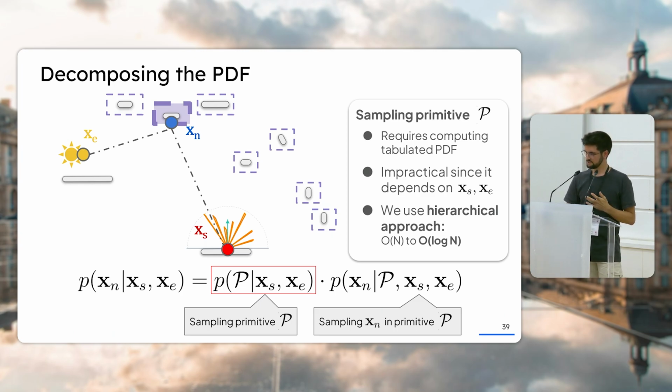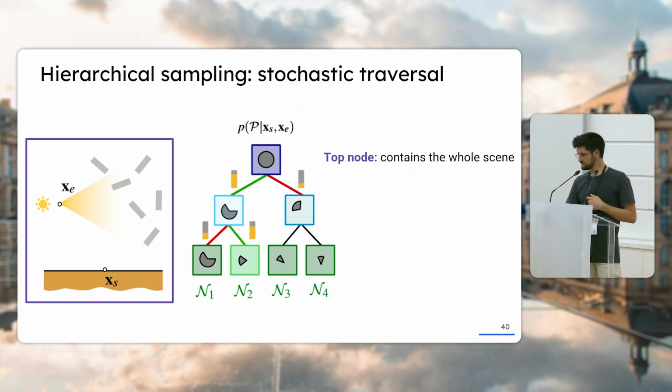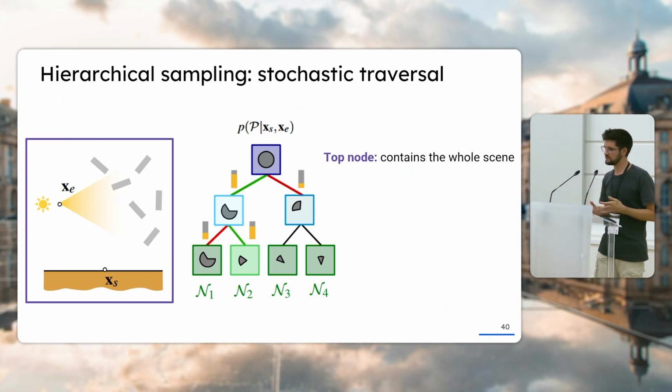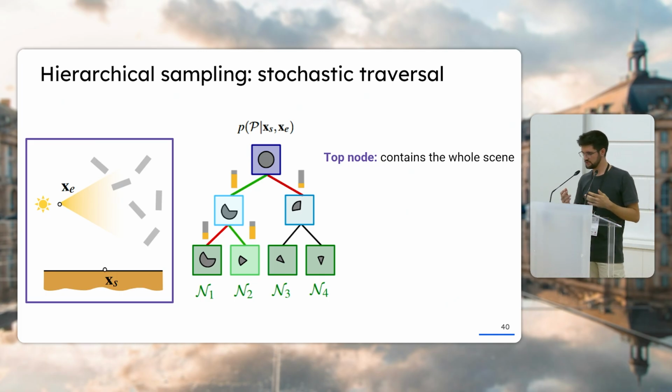To solve all of this, the first thing that we do is use this hierarchical approach, which also drives down the asymptotic cost from O(n) in the number of primitives to a logarithmic one. So to do this hierarchical sampling, to compute this discrete PDF to pick one primitive, we start from the very top of our hierarchical structure of the scene. So the top node in purple here contains the whole scene.